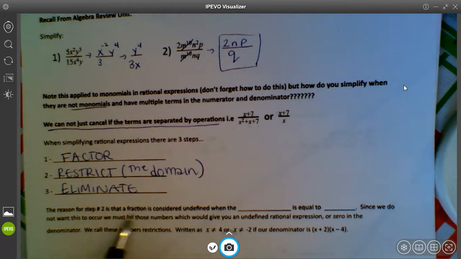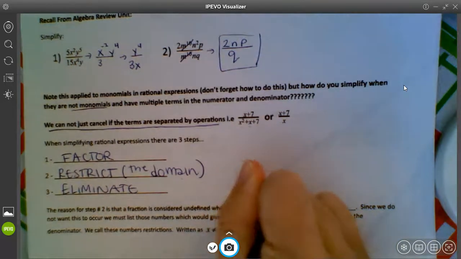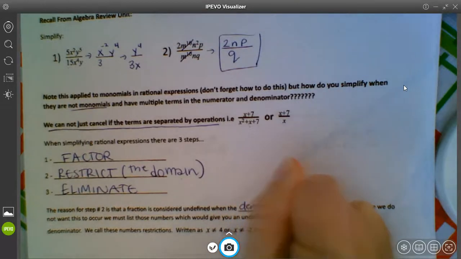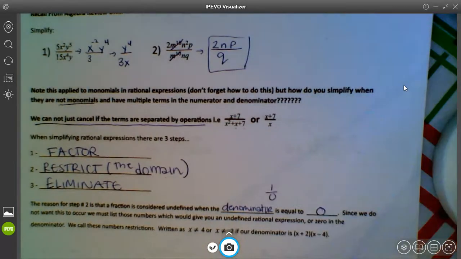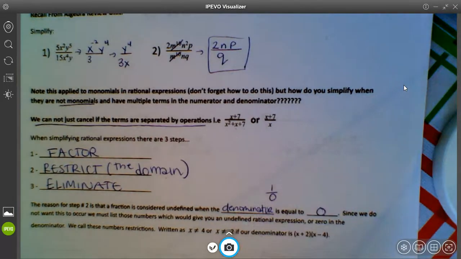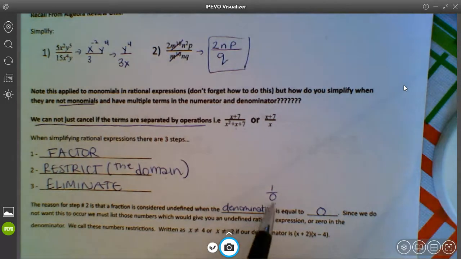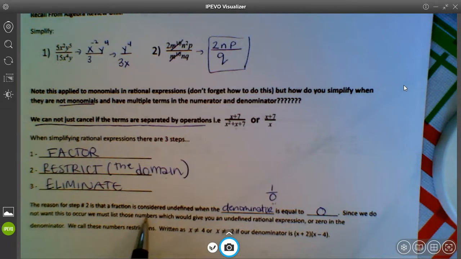The reason for step number 2 is that fractions are considered undefined when the denominator is equal to 0. So remember something like this, 1 over 0. This is undefined. My math teacher back in the day used to say, if you see a 0 on the bottom, your paper bursts into flames. So you can't have 0 in the denominator. And since we don't want this to occur, we have to list the numbers that would give a 0 in the denominator. And we call them restrictions.